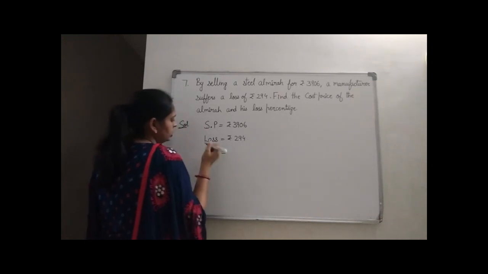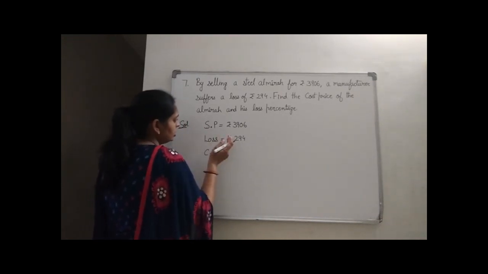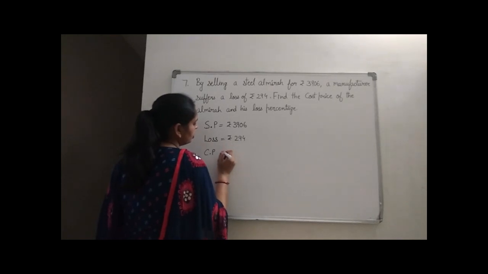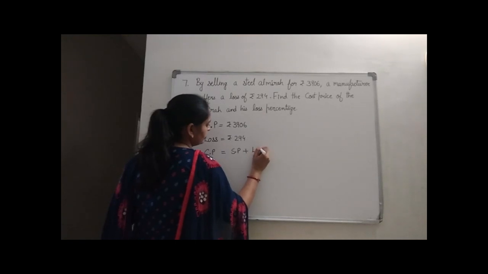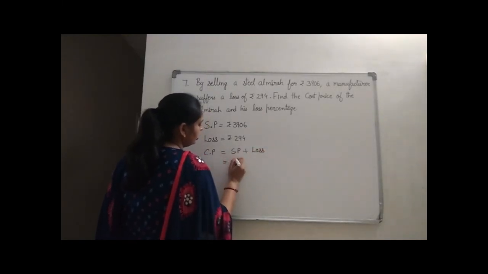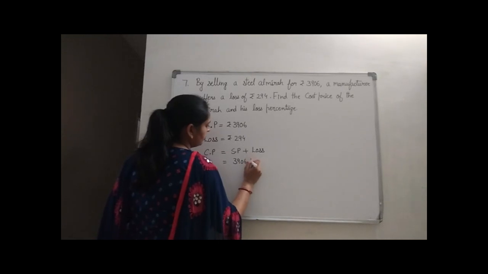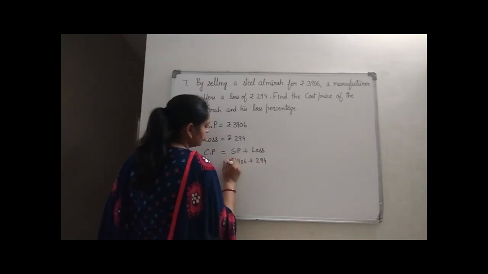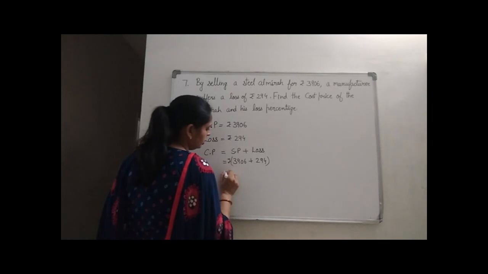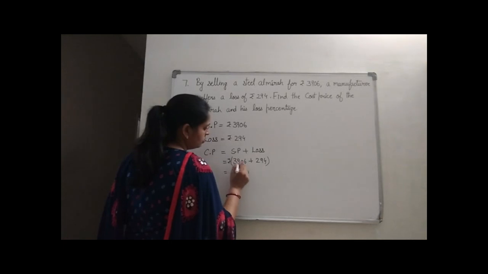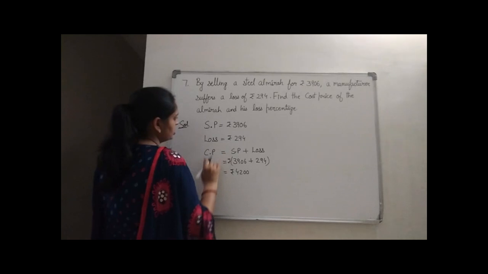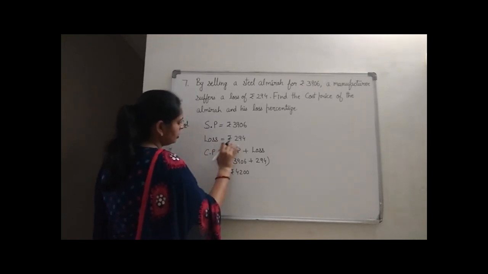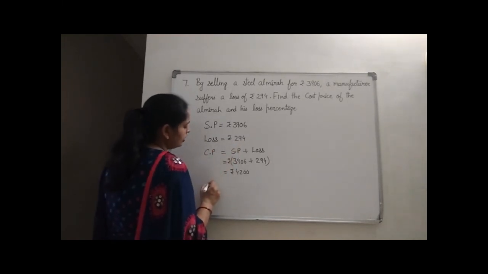When we are having the loss, in that time cost price is greater than selling price, right? So cost price will be equal to selling price plus loss. So we are having 3,906 plus 294. So add these two. How much you get? 94 plus 600, 1, 9, 10, 2 and 4. Rupees 4,200 is the cost price and he has sold for rupees 3,906. So he has got the loss of this much rupees. And now we have to find the loss percent.